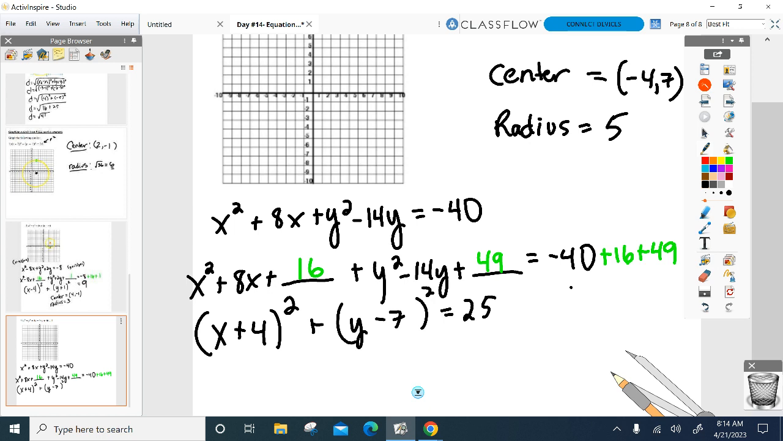minutes. Please read the directions. You don't have to graph when it's 24 through 26. It says graph, but you don't have to graph it. I just want you to find the center and the radius by completing the square.